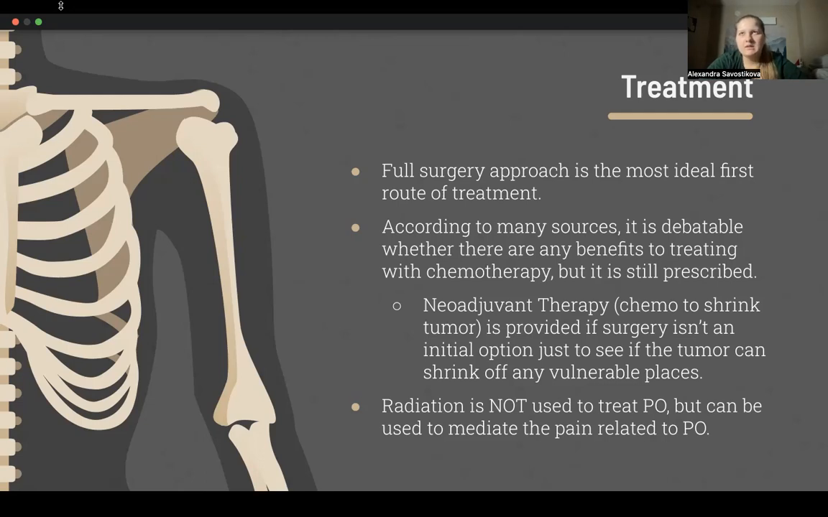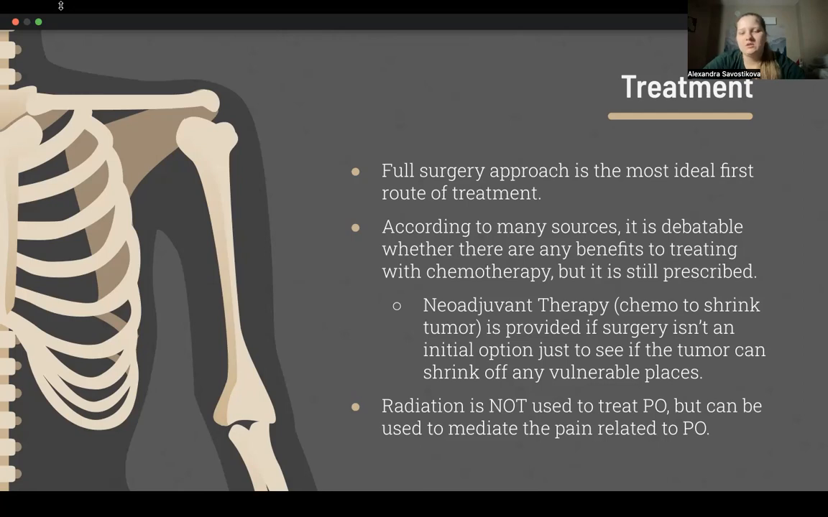It is debatable amongst the multiple sources I looked into whether it is proven to be greatly beneficial. But the idea would be to just kind of shrink that tumor down so that once they do go in there, they can cut it out and not cause much harm to the surrounding tissue. So I guess the debate is really just the long-term benefit of the chemotherapy for the tumor.